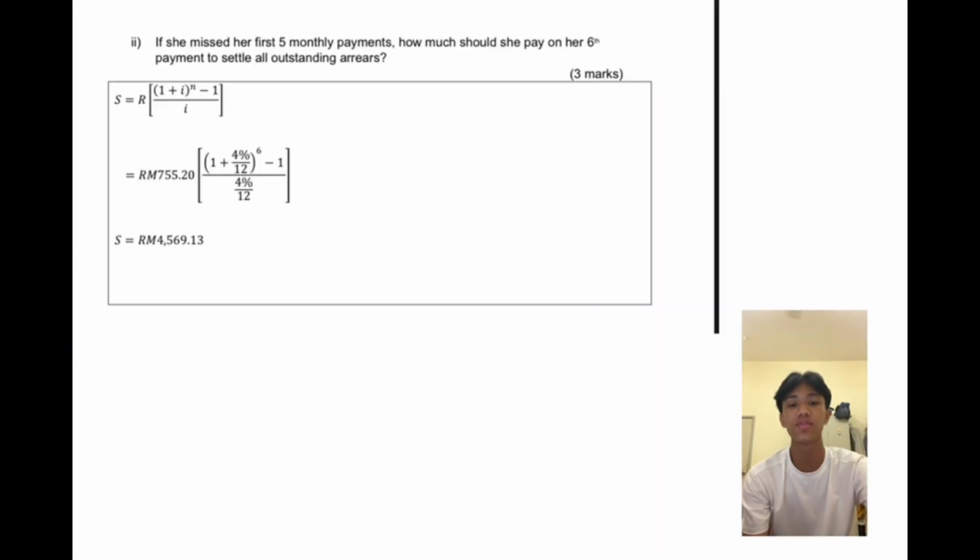So for question 2C2, if she missed her first 5 monthly payments, how much should she pay on her 6th payment to settle all outstanding arrears? So I'm going to use the formula S equal to R in bracket 1 plus i power of n minus 1 over i. So I just use the previous value that I got from the previous question and substitute it into the formula. So S equal to 755 ringgit 20 cents in bracket 1 plus 4% over 12 power of 6 minus 1, over 4% over 12.